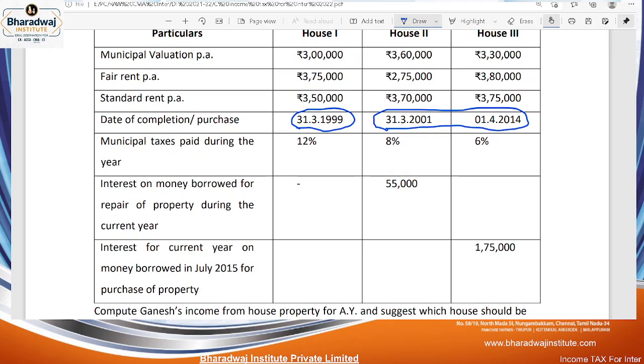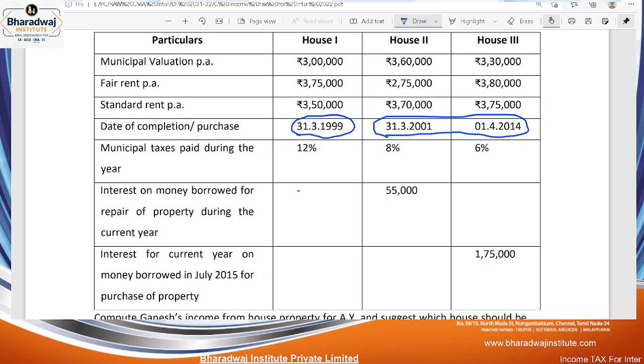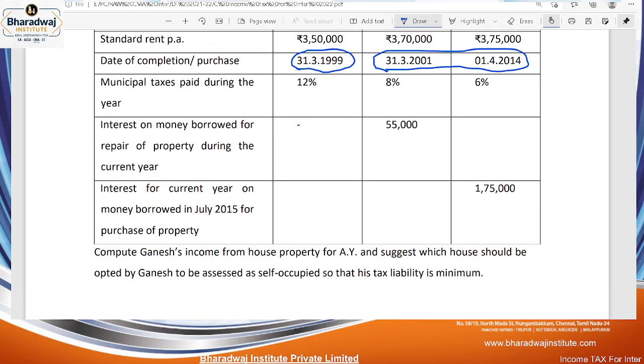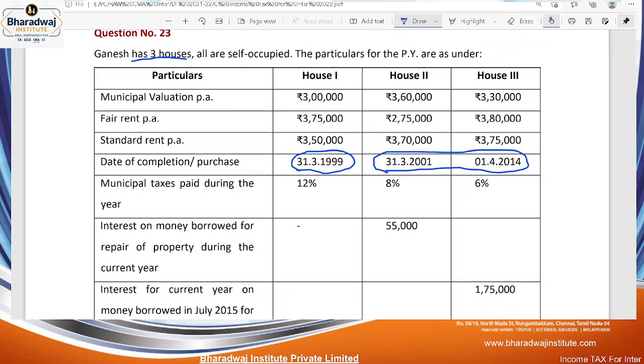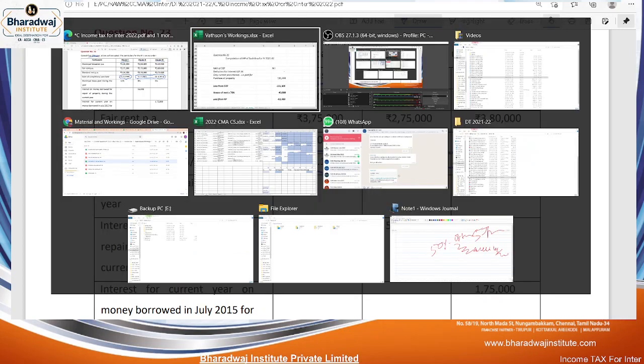Here, interest on money borrowed for repairs is given. Interest on money borrowed during the year is given to us. So we will decide based on the taxable value. As of now, let us assume that all the houses are deemed to be let out and work it out.